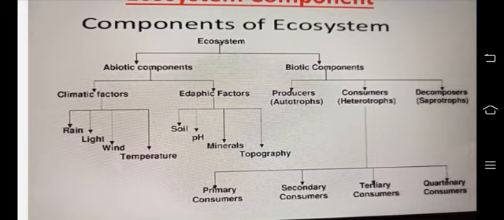In case of abiotic components, we could see climatic factors and edaphic factors. Edaphic means related to soil. So climatic factors: rain, light, wind, temperature. Edaphic factors: soil, pH, minerals, and topography. Then biotic components: producers, that means autotrophs; consumers, heterotrophs; decomposers, saprotrophs. Consumers are again of four types: primary consumer, secondary consumer, tertiary consumer, and quaternary consumer. Environment.